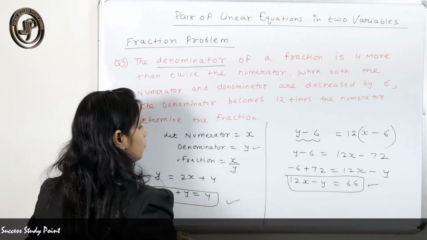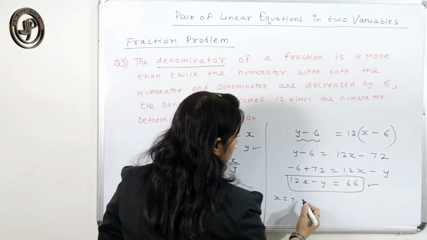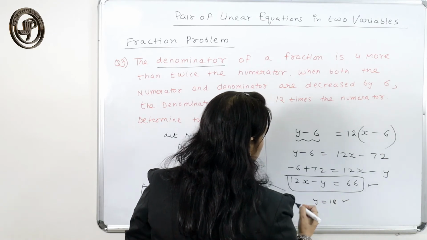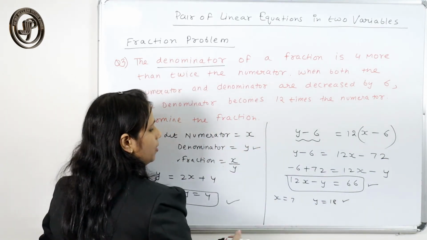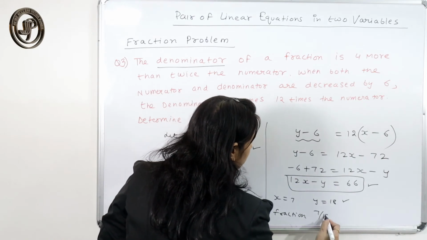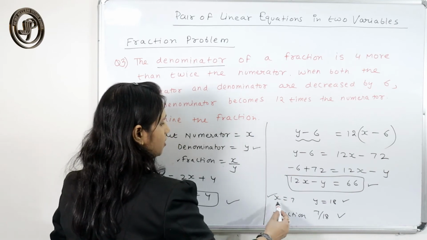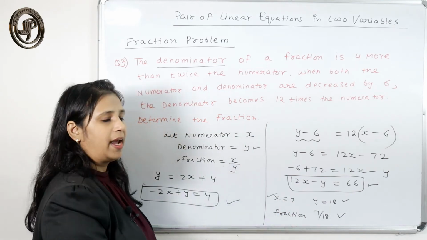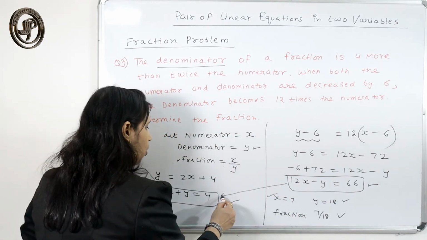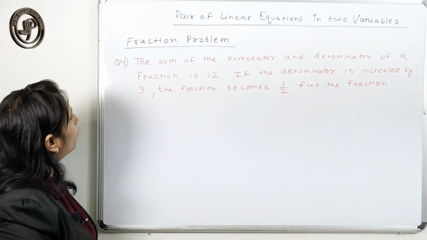Now you can solve the first and second equations. You will get x as 7 and y as 18. You can cross check this, and then the final answer, the fraction, will be 7 upon 18. Don't just leave the answer as x is equal to something directly. Try to solve it on your own by the elimination method. Then here is one more question.